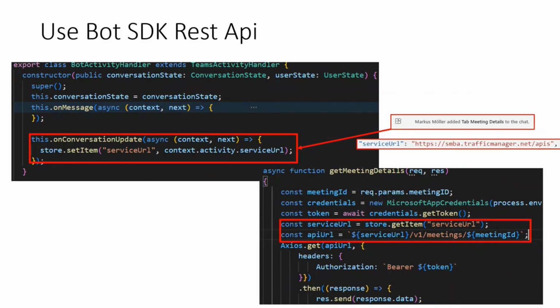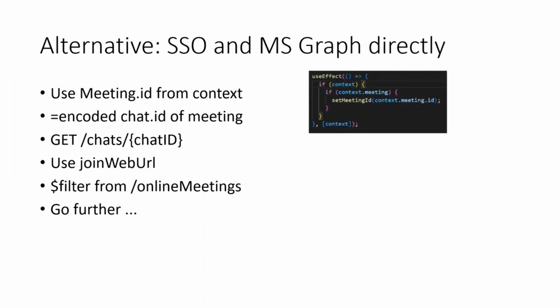Now you might think, yeah, looks a bit complicated. Do I always need a bot to just get some simple meeting details? The official way is exactly like that. But there is an alternative. I will only quickly show you in bullet points.